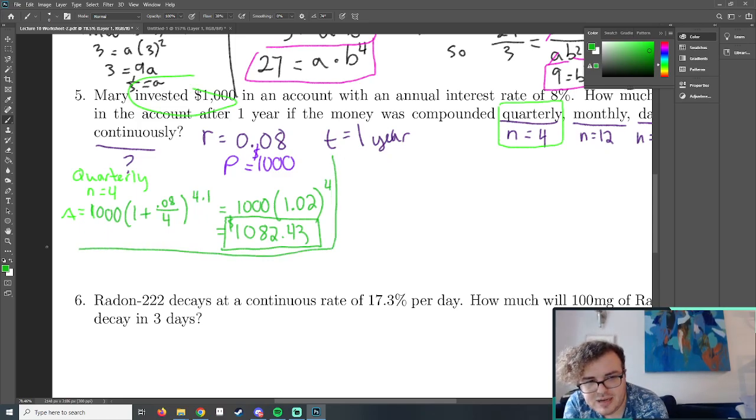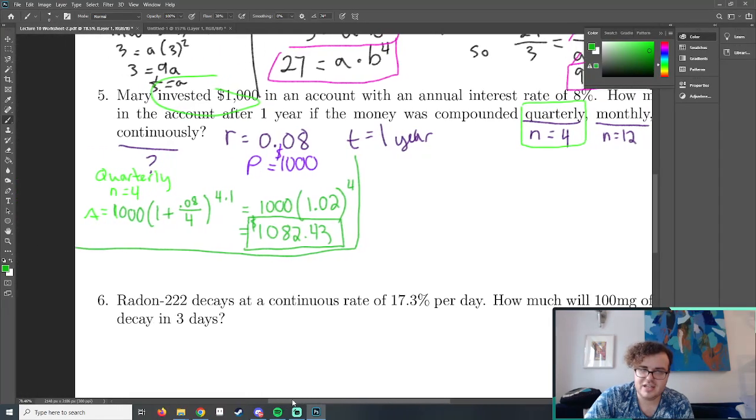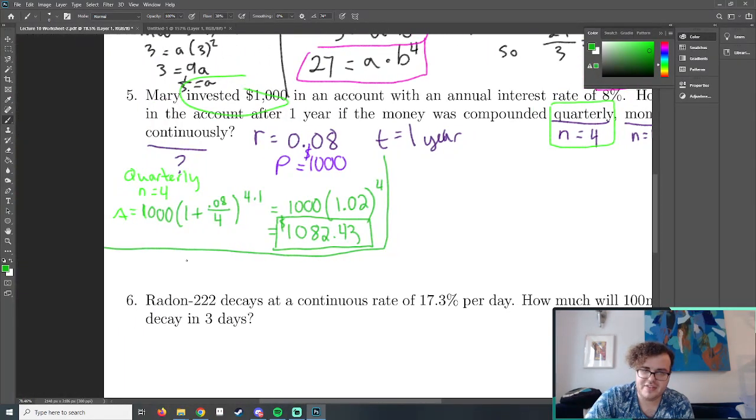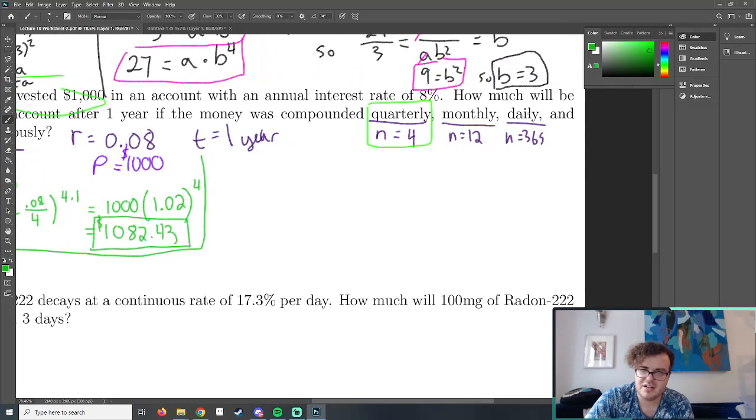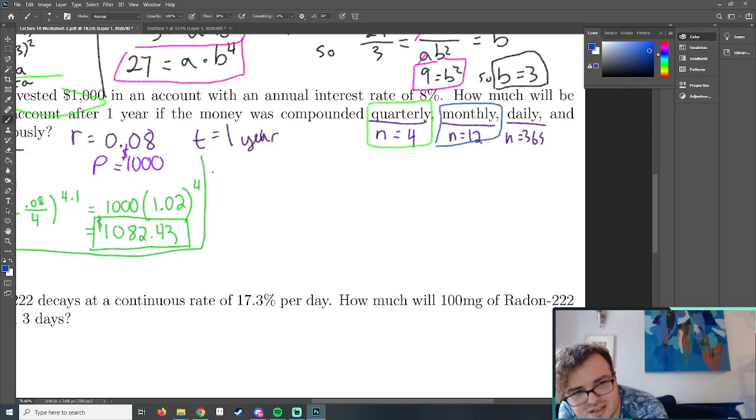But that's only one possible scenario. They asked us for quarterly, monthly, daily, and continuously. Since I'm working in different colors, I'm not going to label that this is quarterly, but it would be important in a real problem to label quarterly there. Now, monthly we can do in blue. We're going to do the same idea. So monthly, the only thing that changes here is n, the value of n. N is now 12 because we're compounding 12 times per year.